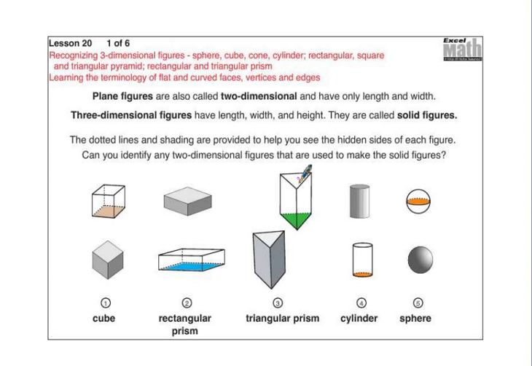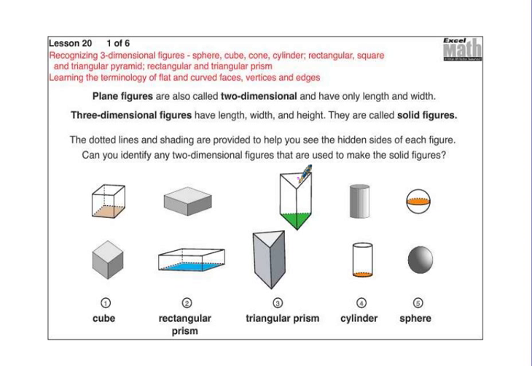Fifth grade Excel, lesson 20, recognizing three-dimensional figures: a sphere, a cube, a cone, a cylinder, a rectangular, square, and triangular pyramid, rectangular and triangular prisms. Learning the terminology of flat and curved faces, vertices, and edges.